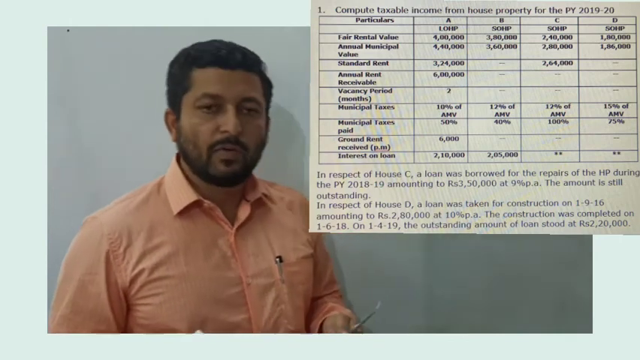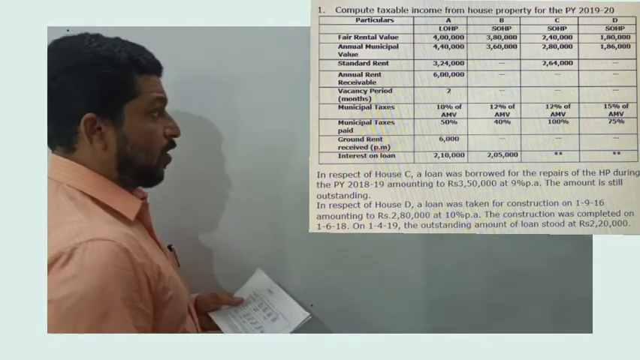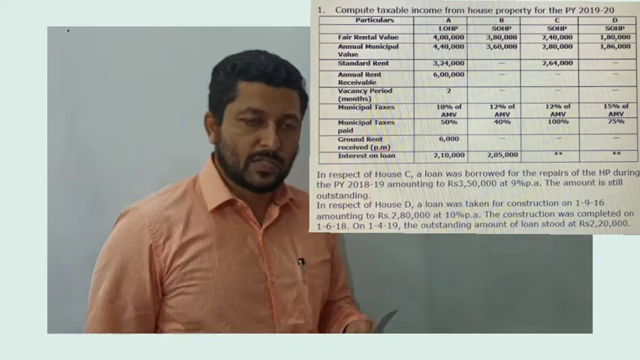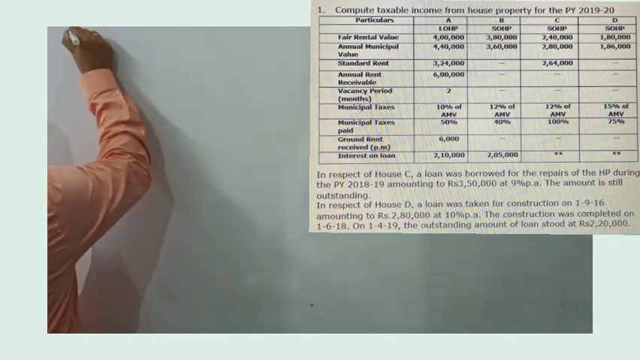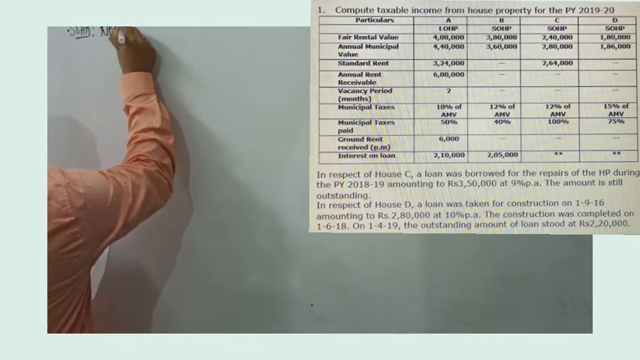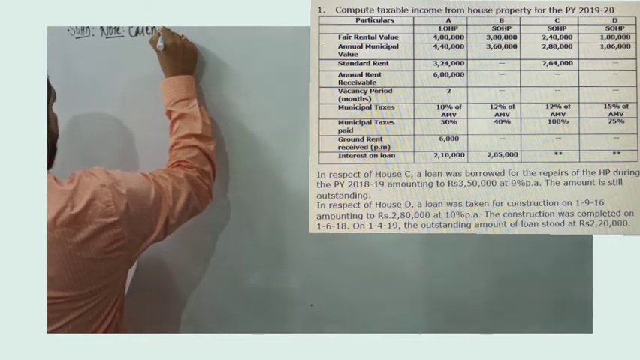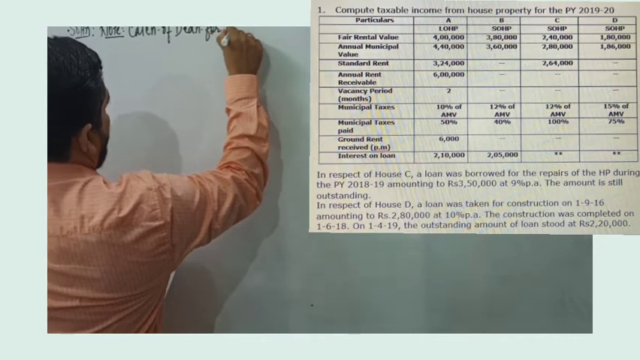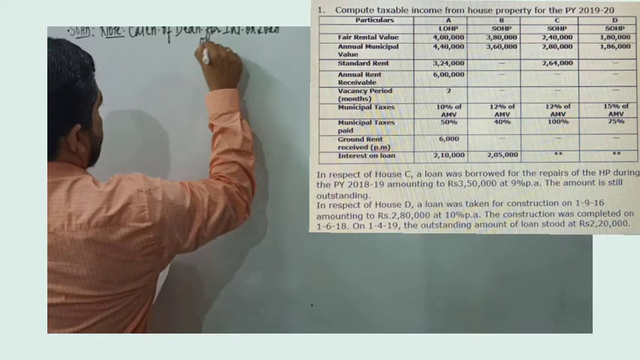What I will do is, we will first take a note as far as House D is concerned, that is for pre-construction period interest and total interest payable. That will be helpful for us in solving this particular problem. So I just record over here: solution. I write note. I record calculation of deduction for interest on loan of House D.